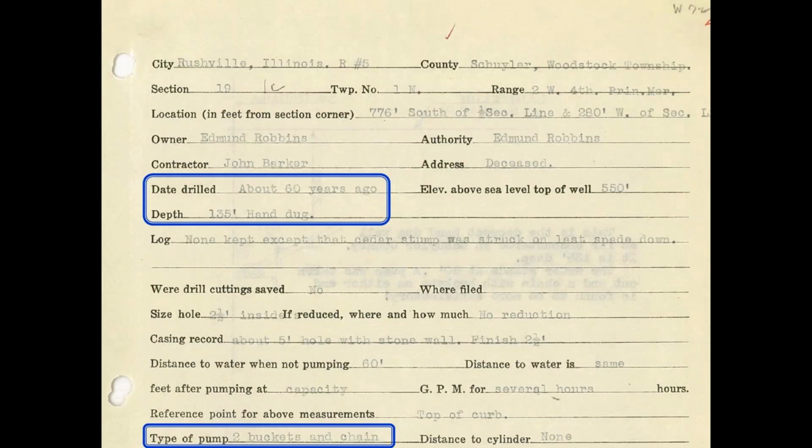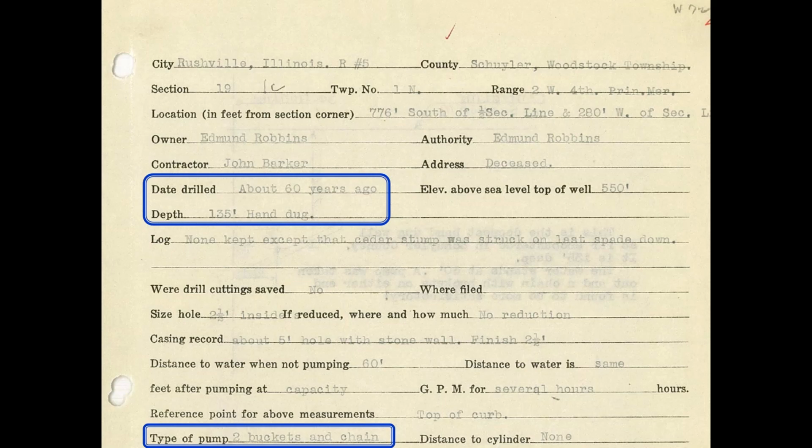Whenever we were trying to get back on our feet after the Depression, Illinois hired a bunch of young engineers to go out and do inventories of wells around the state. And this is a well log from the 30s about a well that was hand dug 135 feet deep 60 years before. So you do the math, we're looking around 1870. They used 2 buckets in a chain as a type of pump. Again, this is in the early 30s, I believe. I'm not sure if I have a date on this or not, but it should have been around 1933 to 35.